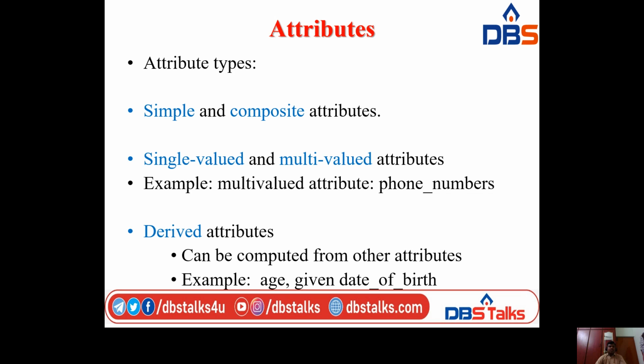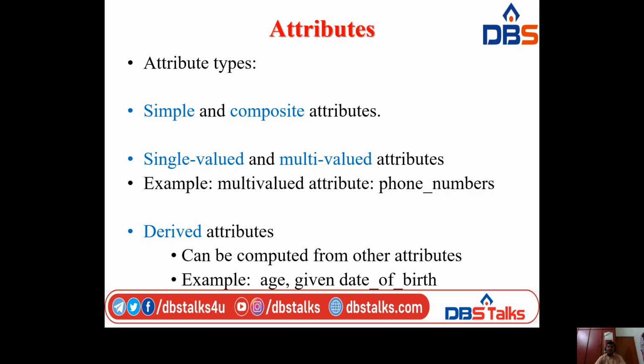Now, attributes continuation, attribute types. You can store different types of data in attributes. Single and composite attributes: you can have single attributes as well as composite attributes. Now coming to single-valued and multi-valued attributes. For example, a multi-valued attribute is phone numbers.